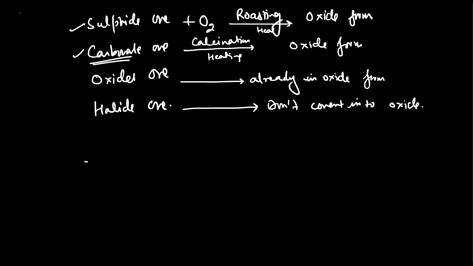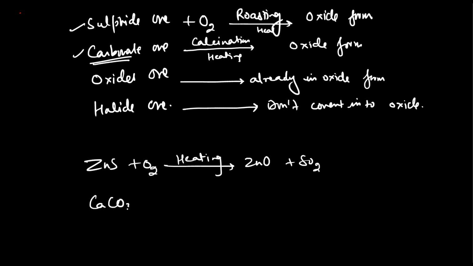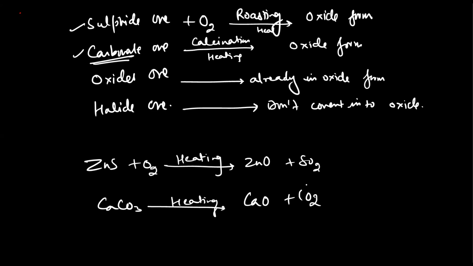For example, if we have ZnS, then on heating with oxygen, it will get converted into ZnO plus sulfur dioxide. If we have calcium carbonate, on heating it in the absence of air, it will get converted into calcium oxide plus carbon dioxide. So these were converted into calcium oxide and zinc oxide.